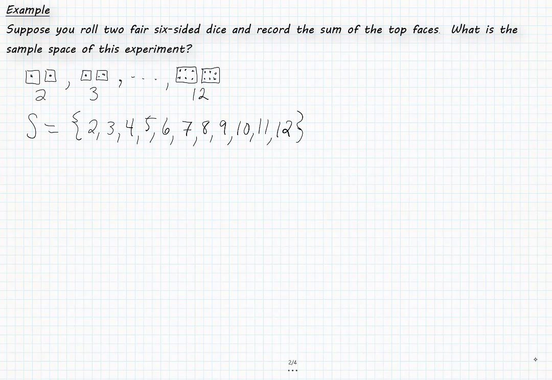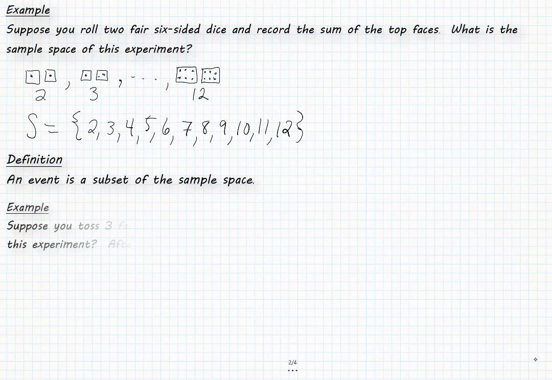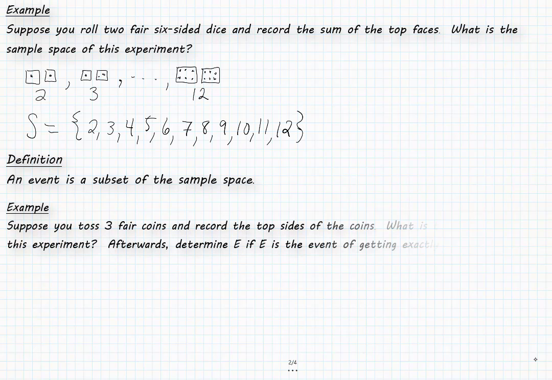Okay, so we've seen the sample space at work. Now let's build to the idea of an event. An event is just a subset of the sample space. So assume we're tossing three fair coins and we record the top sides of the coins. First off, let's figure out what is the sample space of this experiment.